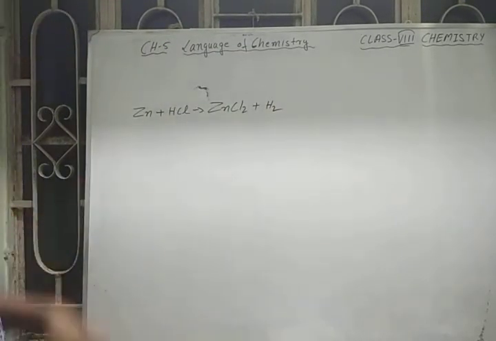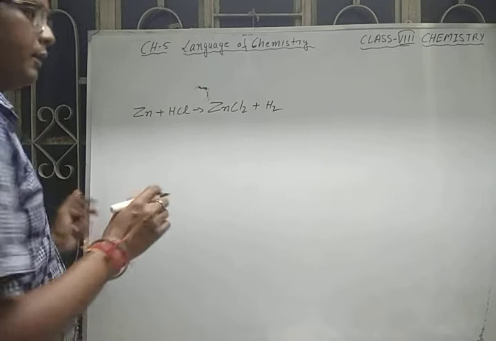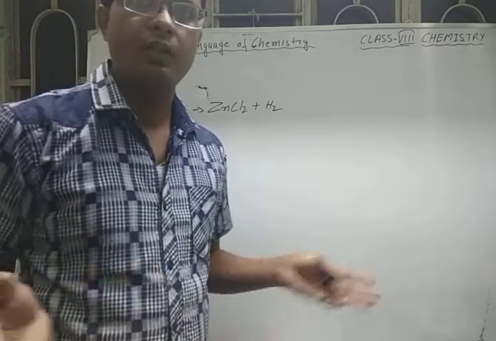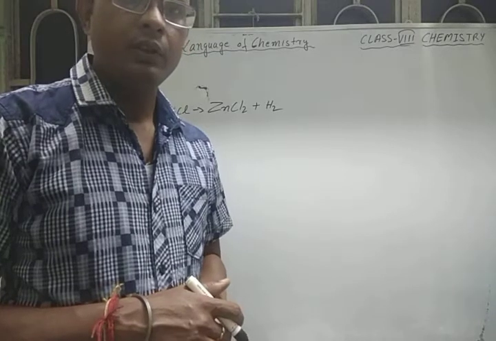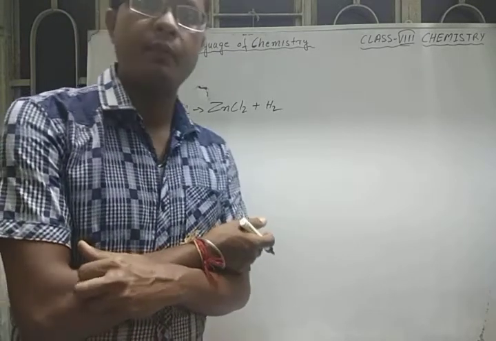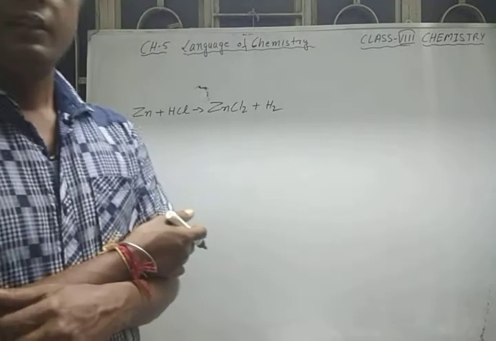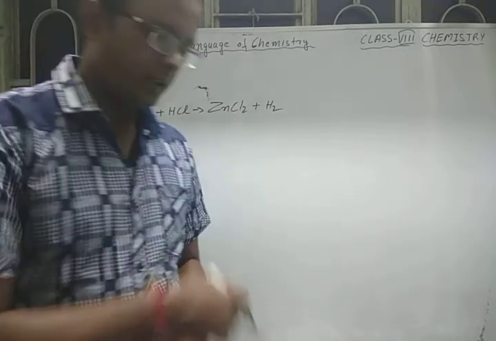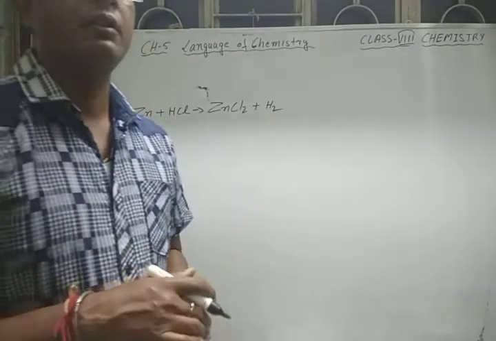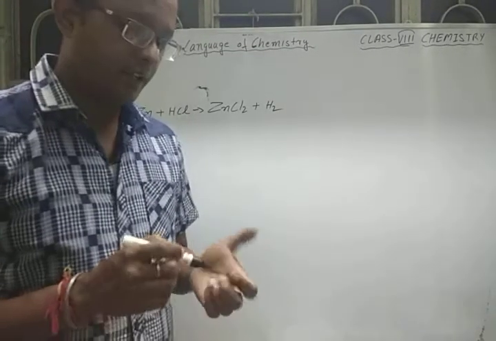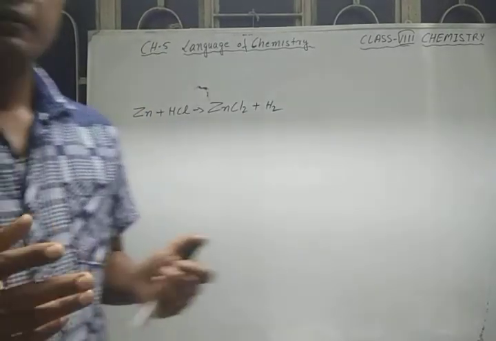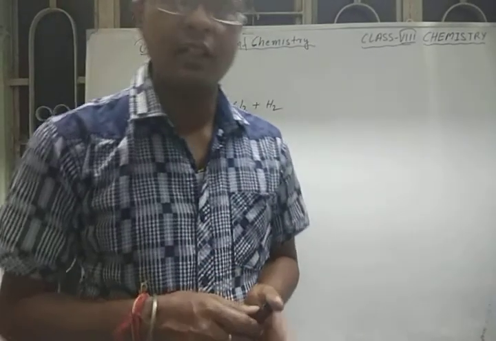How do we have to balance? First of all, the best method is the hit and trial method. By oral calculation you can do the balancing, but sometimes many students face problems while balancing orally, that is the hit and trial method. That's why, generally, when you start learning balancing a chemical equation, I suggest following the comparison method.